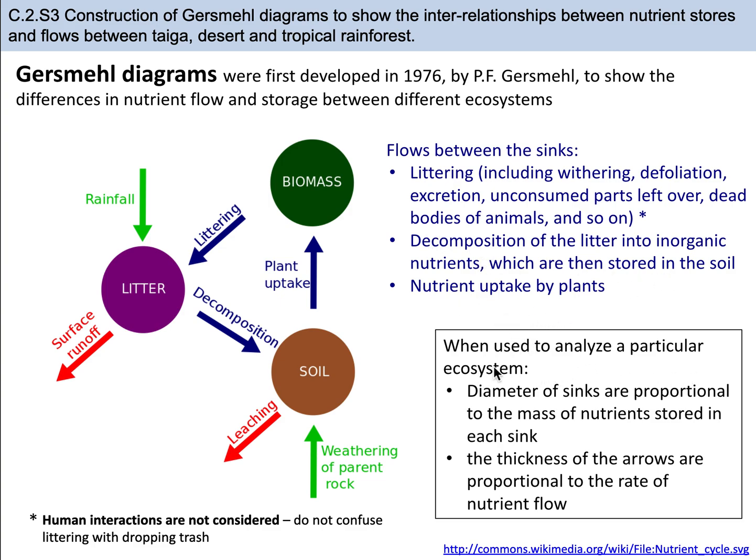So when you analyze a particular ecosystem, the diameter of the sink, so this circle here, is proportional to the mass of nutrients stored in each sink. So these circles will change sizes. You'll see maybe one circle being larger and the other circles being smaller, and that lets you know where the majority of the storage of nutrients is. The thickness of the arrows will change as well. These ones are all the same in this picture, but I'll show you some examples that don't. The thickness tells you where the majority of the movement of nutrients is happening in that ecosystem. It's not always a perfect balance.